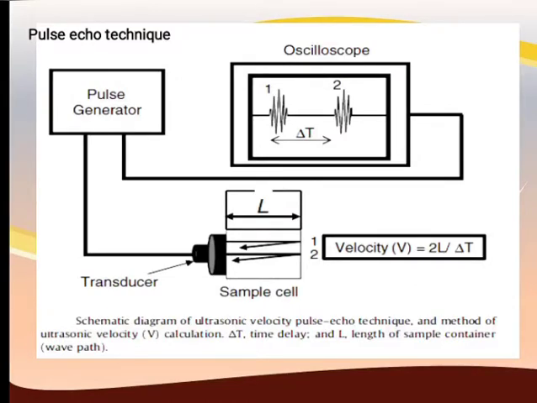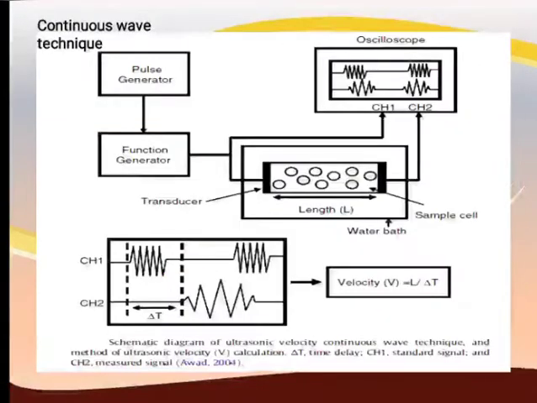It is the oscilloscope which measures the time delay between the two frequencies, and this is the pulse. This is the pulse generator, and this is the sample cell, which may be our tissue or something. And this is the continuous wave technique. There is the pulse generator, and it's a different type of oscilloscope. So you can see the schematic diagram of the ultrasonic velocity continuous wave technique, and it's the method of ultrasonic velocity v calculation, delta t time delay also.